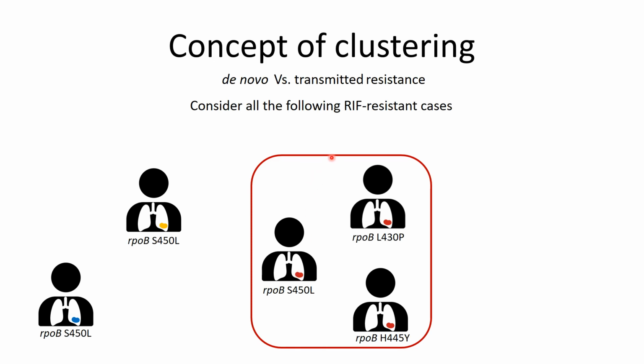And we see that within this red transmission cluster, strains have different mutations conferring rifampicin resistance. If they were cases of transmitted resistance, necessarily they would share the same drug-resistant mutations, but this is not the case.